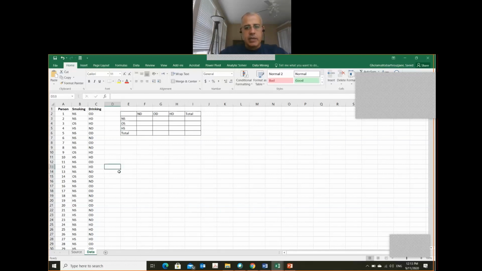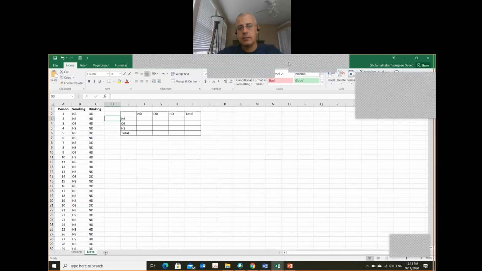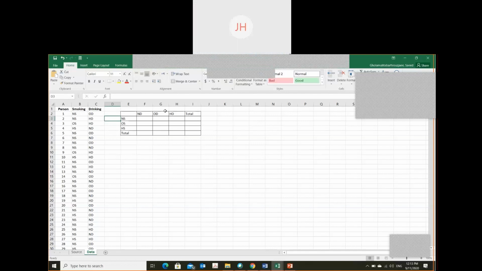This way we can check if there is any relationship among categorical variables. Okay, how can we count and check these categories for these two variables, smoking and drinking? What kind of function can we use? Do you guys remember that? COUNTIF function.